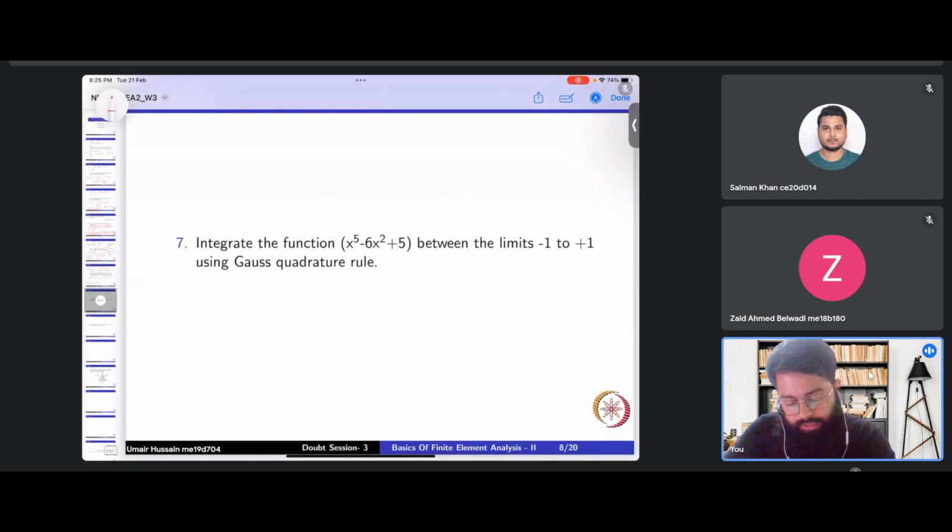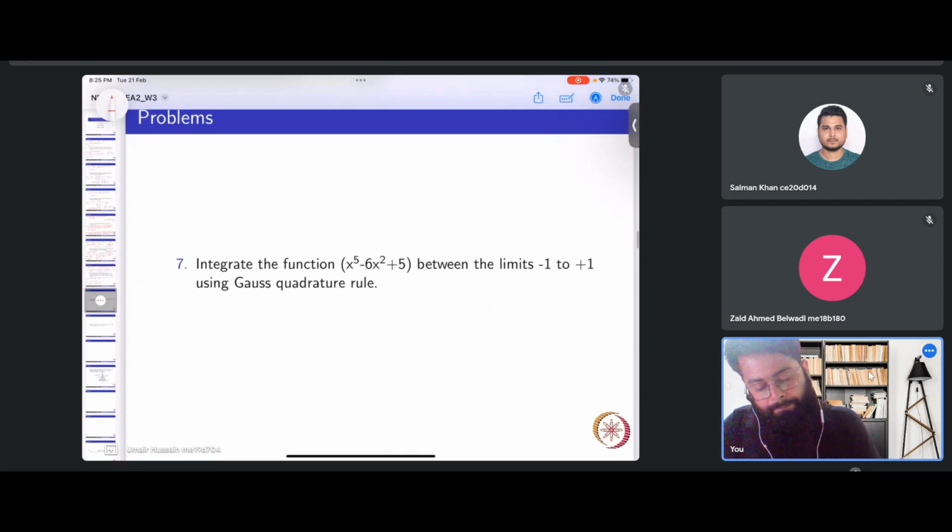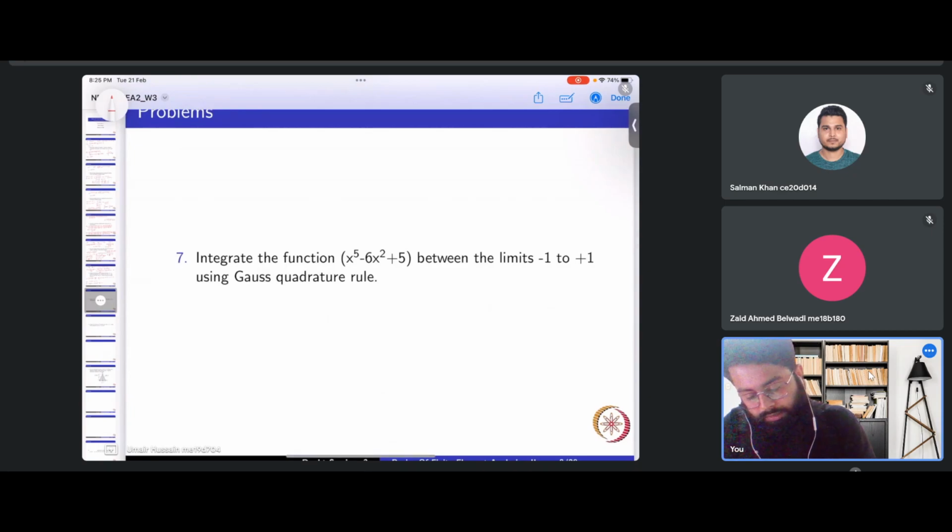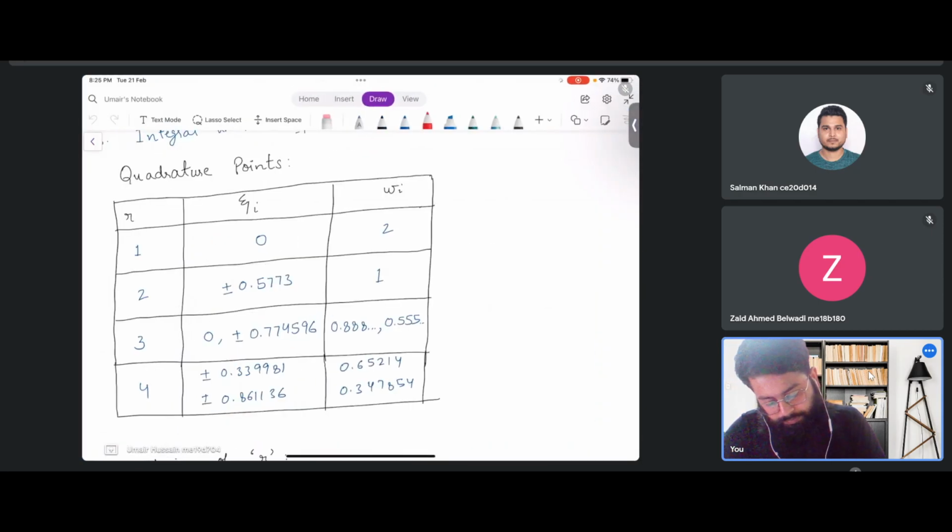Okay, so we have a function, and we need to calculate the integral between the limits minus 1 to 1 using Gauss quadrature rule. Now the highest degree of polynomial is 5. So r is given by 5 plus 1, 6, so we need 3 points. For r equals 3, what are the Gauss quadrature points?